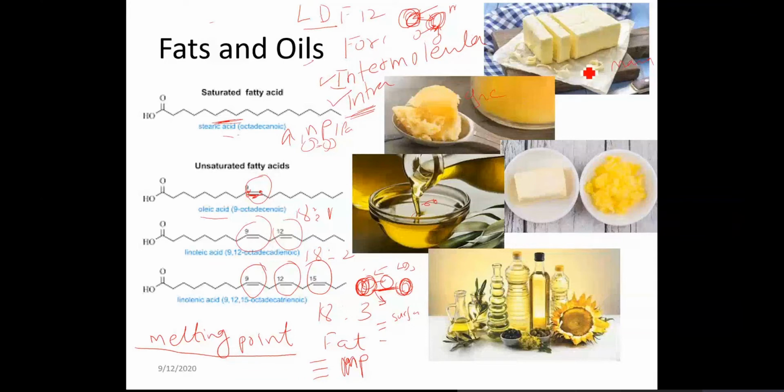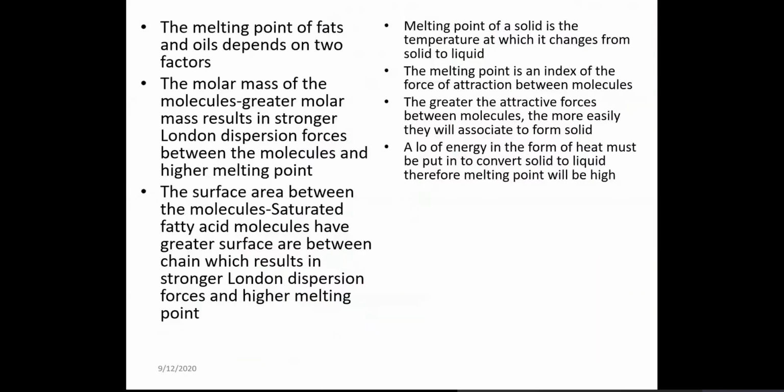The melting point of margarine is going to be much higher than ghee. Ghee will have a lower melting point. There are factors which affect the melting point, and we will see them in the next slide. So, the melting point of the fat or oil.